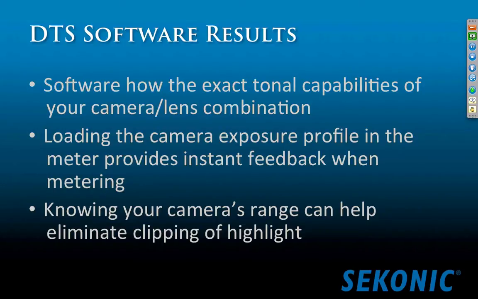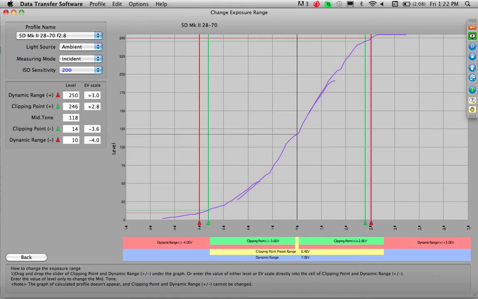Let me just show you a couple of quick examples of what happens. Here's a plot for my Canon 5D Mark II. I can see from this graph that the camera and lens combination records 3 stops up and 4 stops down from its middle average. You can see that's right over here on the left. You can see +3 and -4. Now you might also notice there's 2 things that say clipping points. That's something you can set. They're kind of the warnings that the meter will tell you you're getting close to the edge.